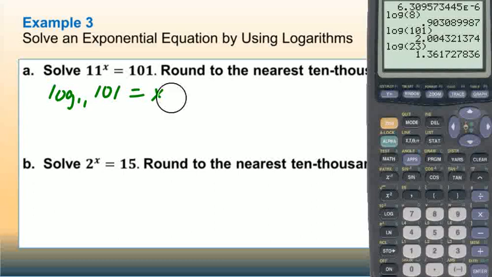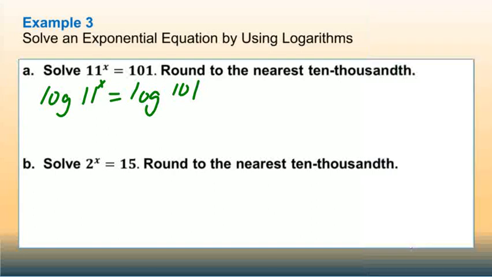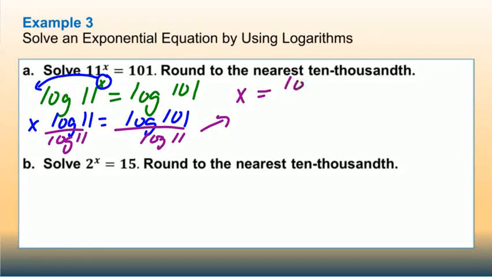So before we actually put it in our calculator, let me rewrite this. So we're going to do the log of both sides, and we're going to use log base 10. So this would be log 11 to the x equals log of 101. Now from this point, since we have an exponent, we're going to use the power property. So this would be x times the log of 11 equals the log of 101. Now to get x by itself, I'm just going to divide by the log of 11. And we'll get to this later on, but this is actually how you find the change of base formula. This would be x equaling the log of 101 divided by the log of 11.